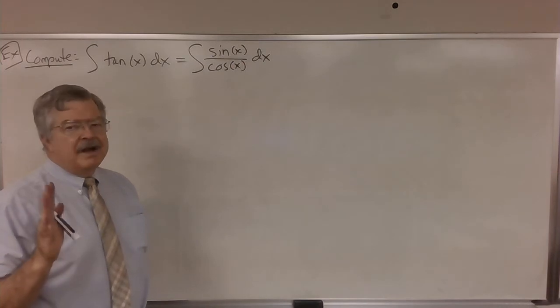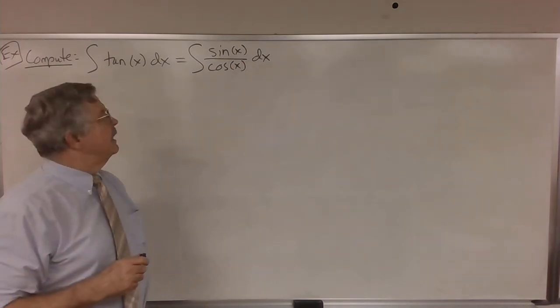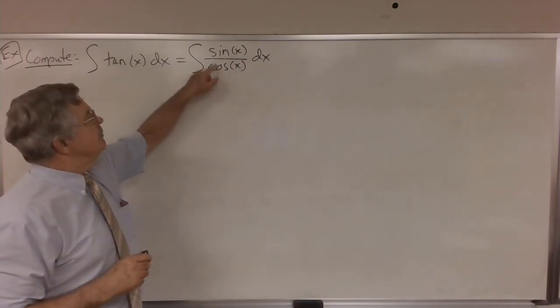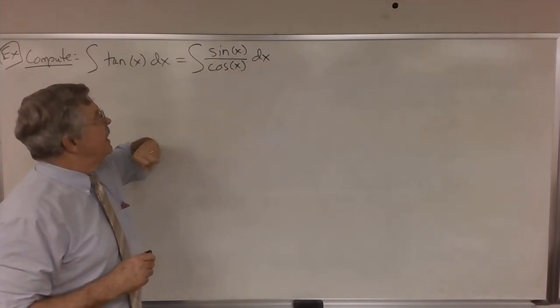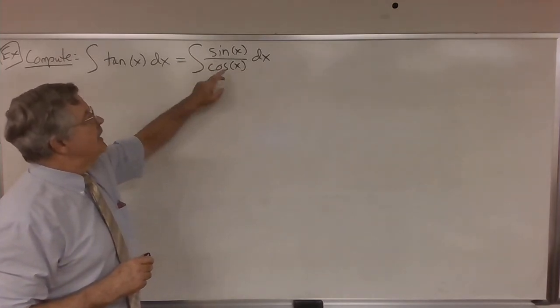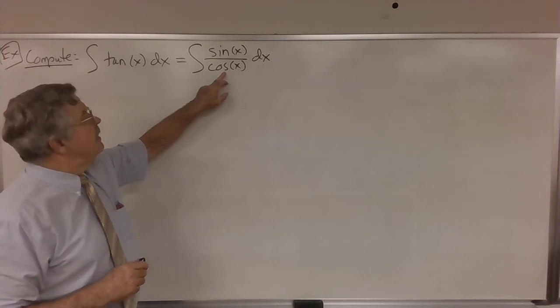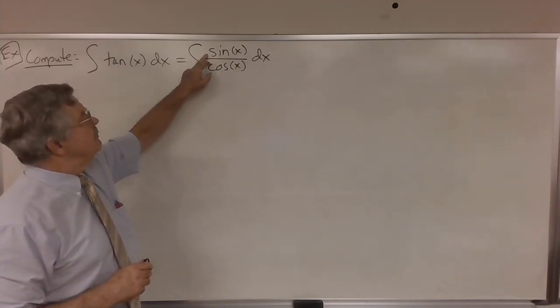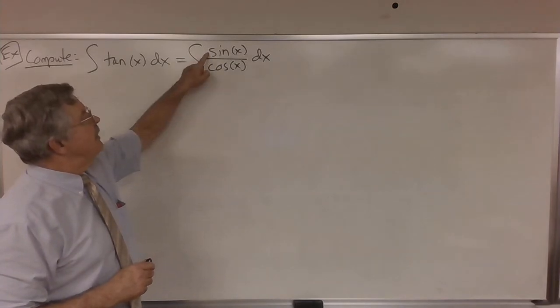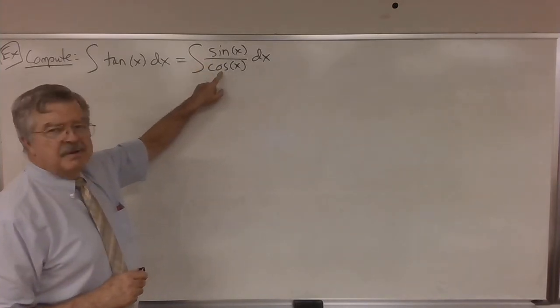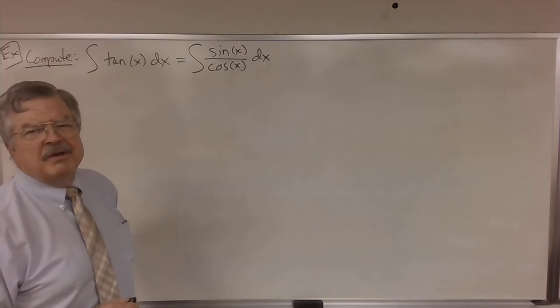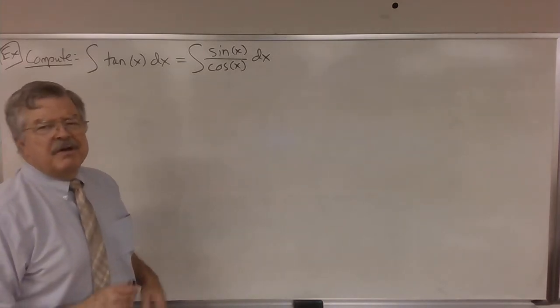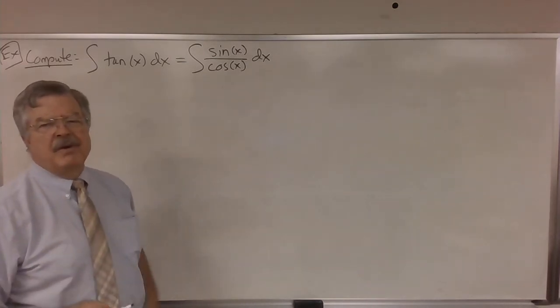And without a tiebreaker, this could go either way. Cosine is the derivative of sine, and negative sine is the derivative of cosine. So cosine is exactly the derivative of sine, and sine is a constant multiple of the derivative of cosine. So which one do we call u? Which one do we call the function, and which one do we call the derivative?